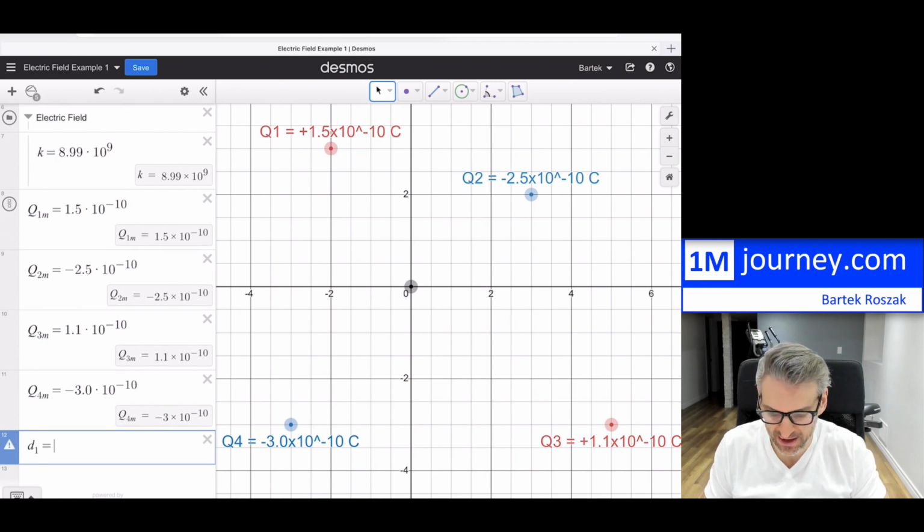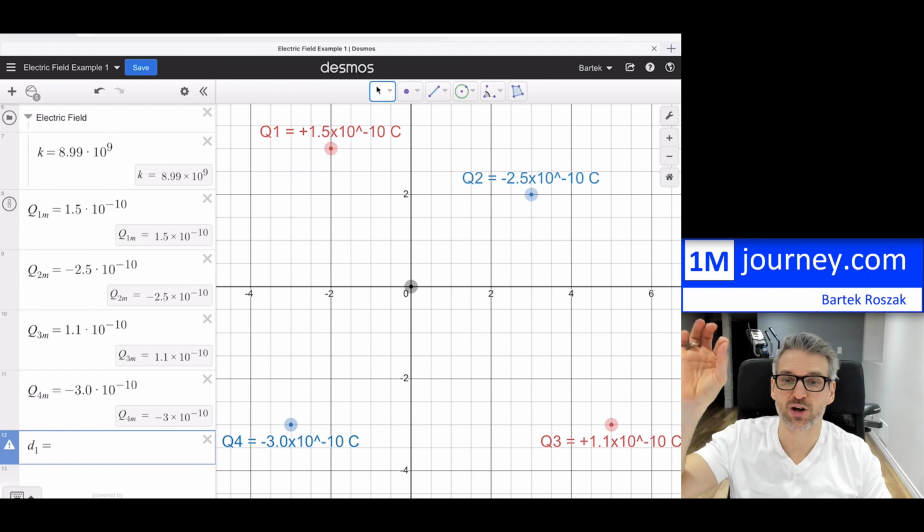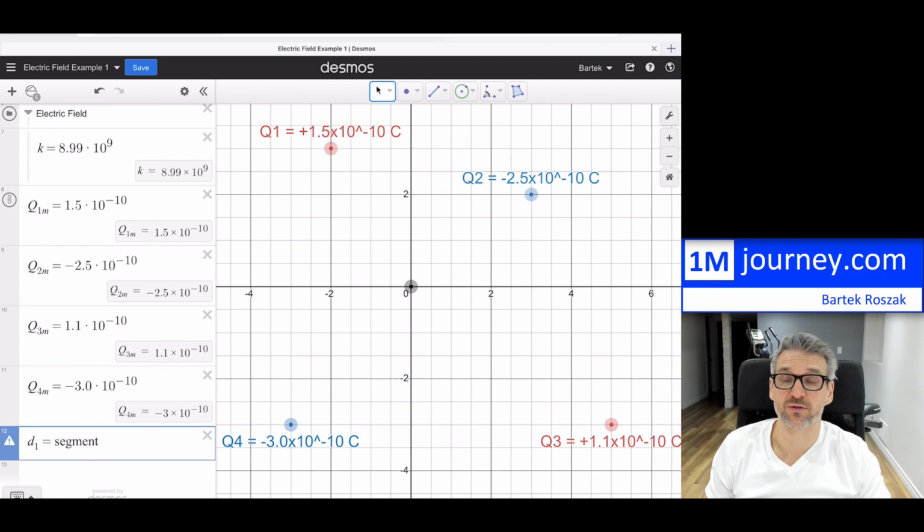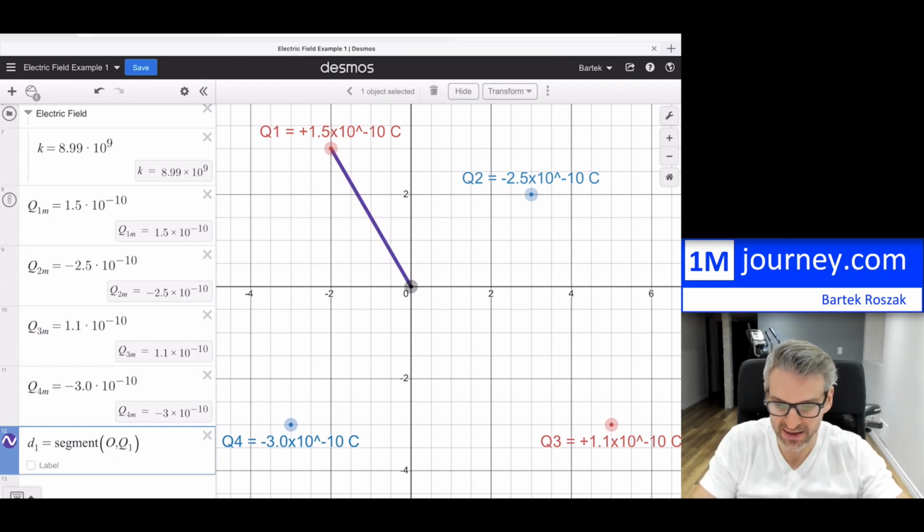So D1 is equal to the distance from the charge to the origin. In the geometric diagram that I have, I can label an actual segment. O is just the origin, which I labeled before starting this video. And Q1 is the point where my charge will be. So I'm trying to find out what this actual distance will be, and I'm going to do that for all of the distances.